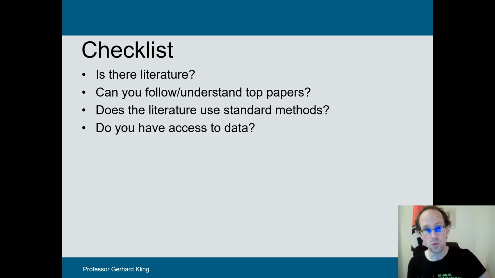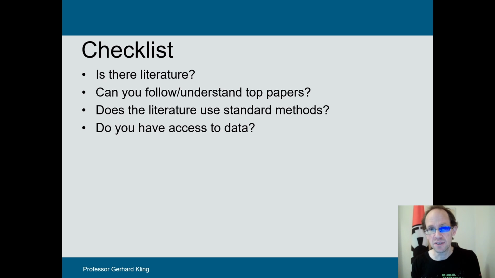Usually I use the following checklist, and of course the checklist is interrelated with the topic choice as well. So number one, is there literature? If the answer is no, or if the answer is maybe yes, but not in any good academic journal, I would be very careful. Most likely it's better to change your topic. Can you follow the top papers? It's not necessarily about a deep understanding of it, but at least can you follow? So when you start reading the paper and it looks all completely alien to you, have no idea what's going on, then maybe it's not the right one for you.